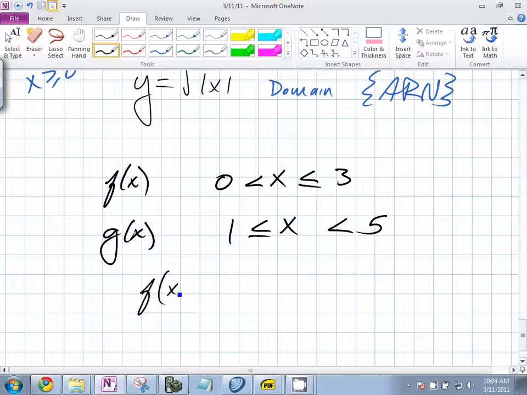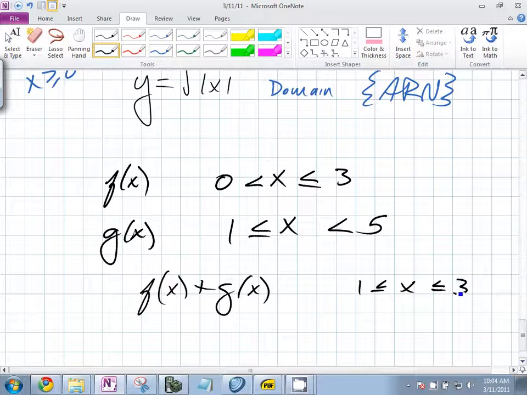Greater than or equal to what? And less than or equal to? 3. That would be the new domain, exactly. It's the intersection.